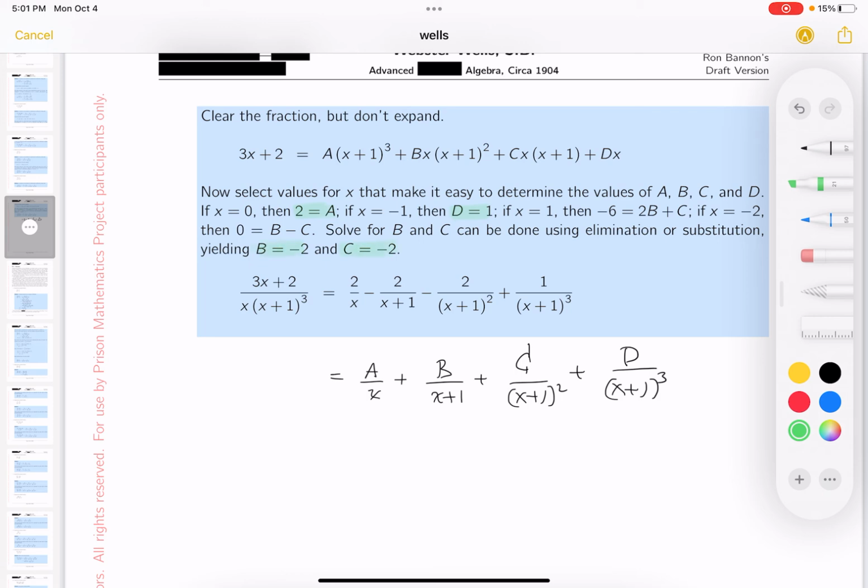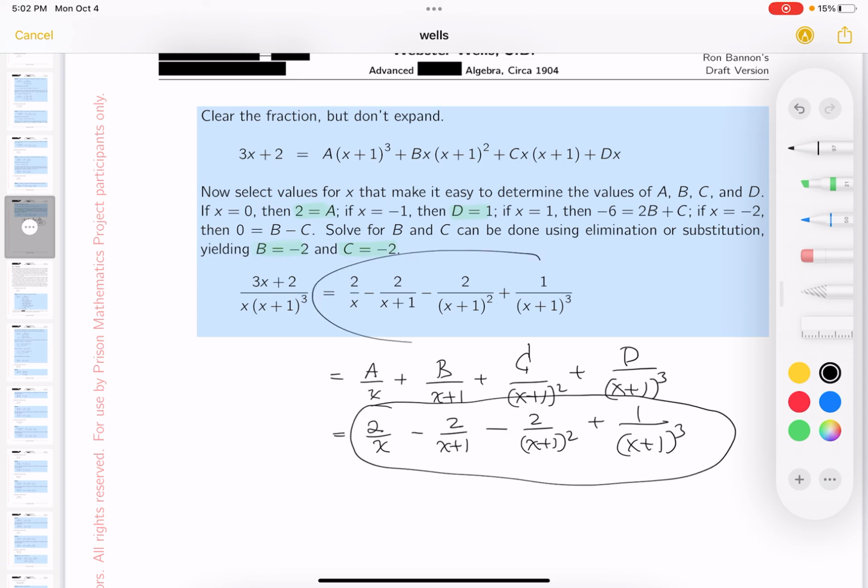I'm going to write these down for you one at a time. A is 2, so it's 2 over x. The B was minus 2, so that's minus 2 over x plus 1. We'll look at the key later. And what's the C? The C is also minus 2 over x plus 1 squared. And what was the D? The D was 1, so we get 1 over x plus 1 quantity cubed. And that was the final answer over there. I'm getting every single thing I expected to get.